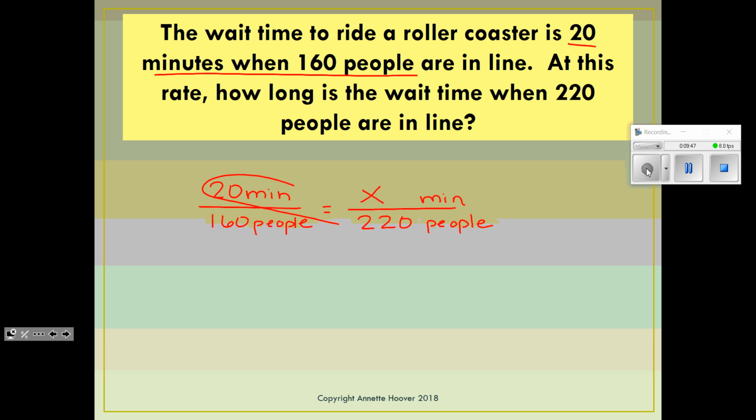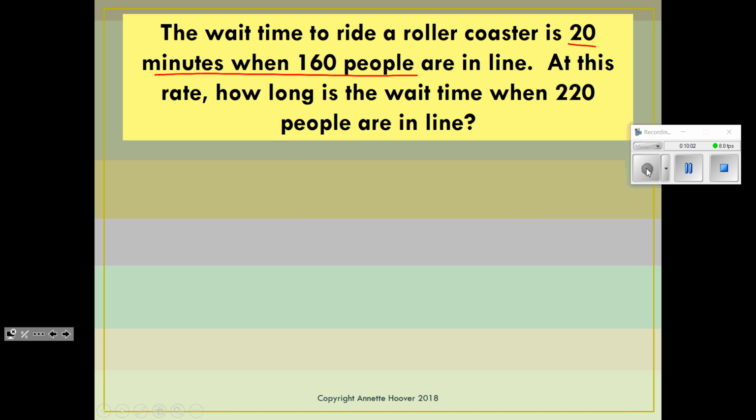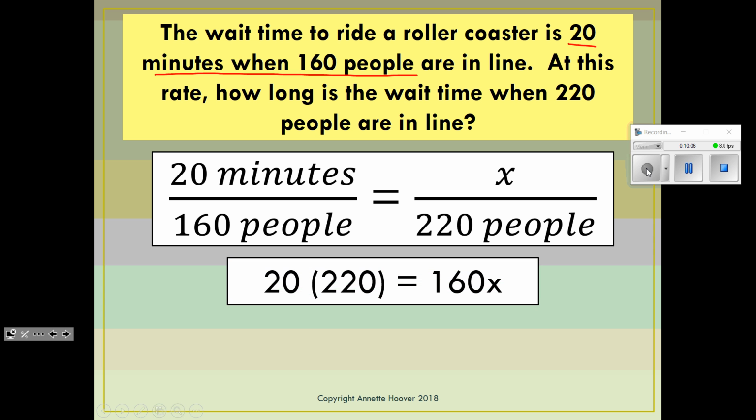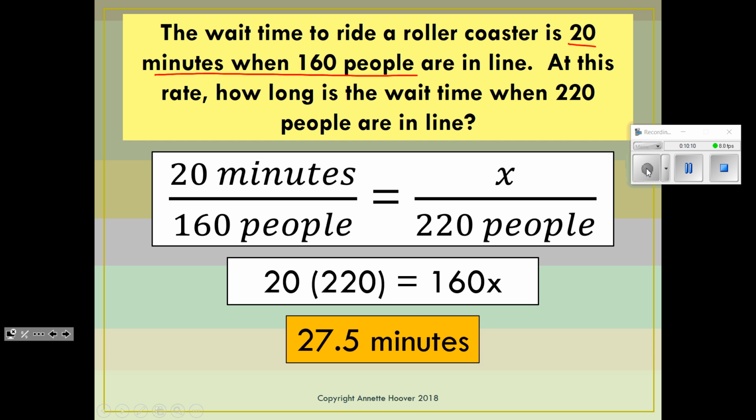So we set up, do our butterfly wings. We would have 220 times 20 on one side, and we would have 160 times x on the other. Then 220 times 20 would be 4,400. Erase that because it's going to be set up here. And then 4,400 divided by 160 would be 27.5 or 27 5/10 minutes.